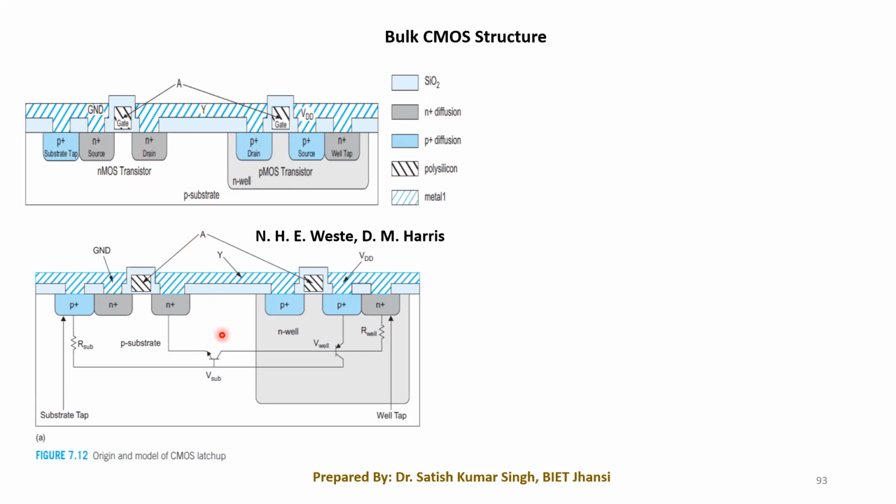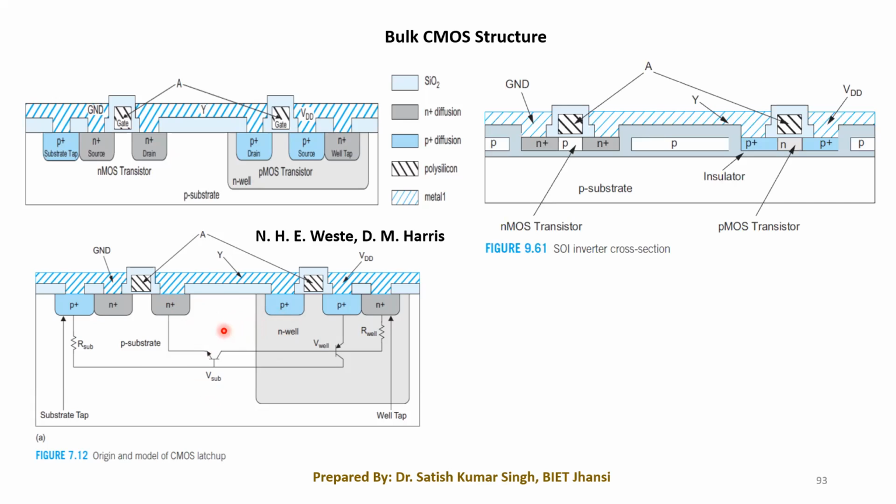Now our main purpose in the silicon on insulator device is isolating the two transistors. We have to isolate them in such a way that these two transistors do not interact with each other, so that they cannot affect the device operation. So we can have another structure of the same CMOS transistor. This is our SOI inverter cross section that I am showing.